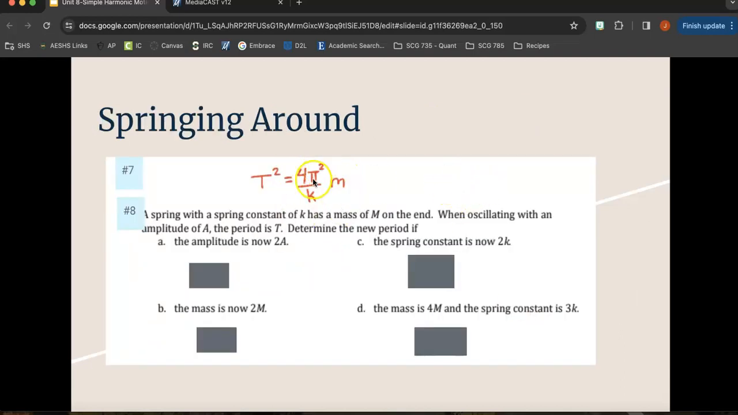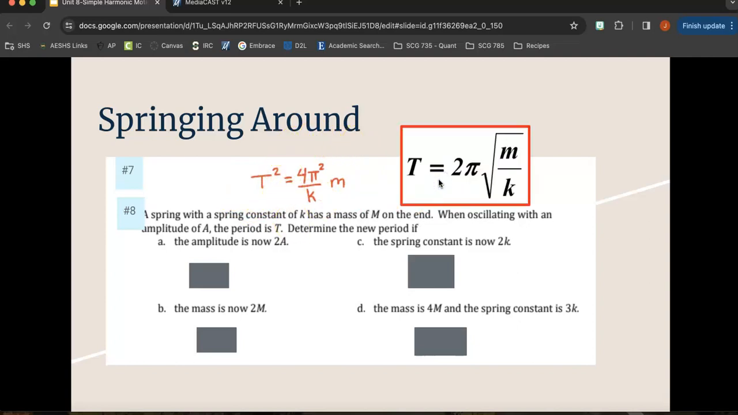So that's 4 pi squared over k. So for number 7, we're going to use that theoretical value. But if you go searching for this equation on the green equation sheet, it doesn't exist. It's not there. What is there is the square root of both sides. So when we take the square root of both sides, you end up getting this equation.